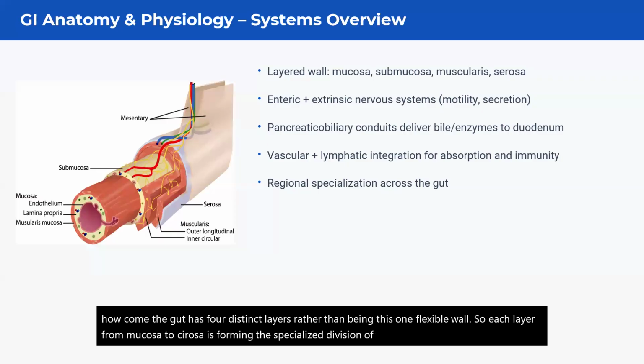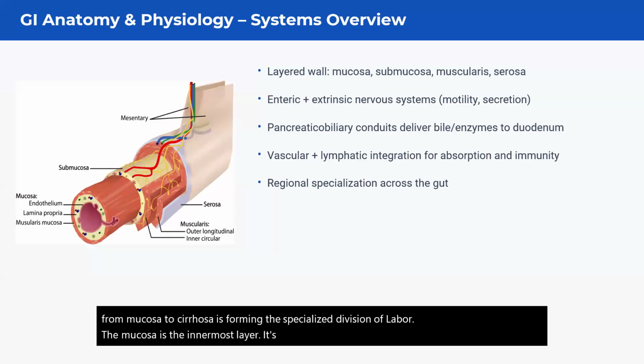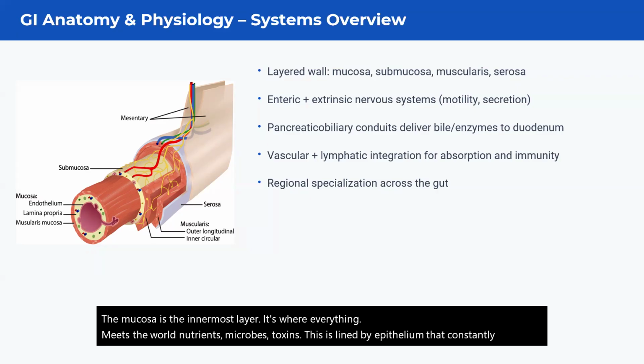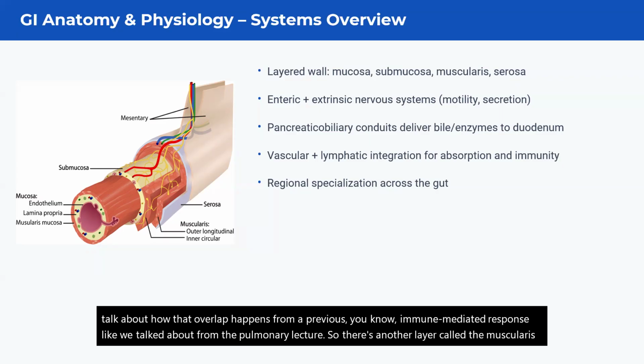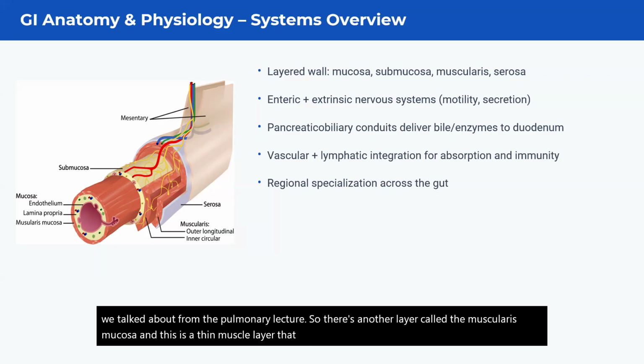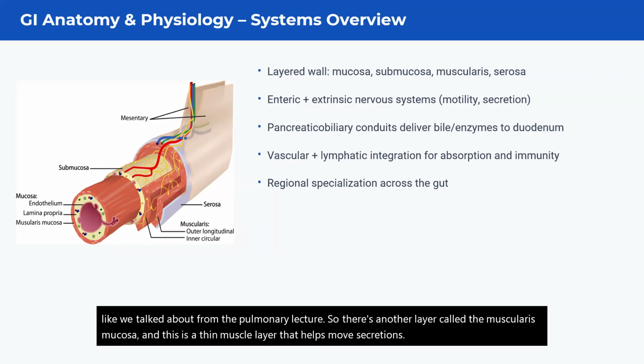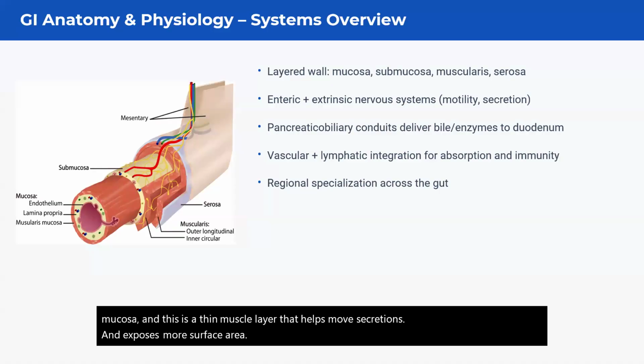The mucosa is the innermost layer. It's where everything meets the world: nutrients, microbes, toxins. This is lined by epithelium that constantly renews and is supported by the lamina propria, and that's the home to many immune cells. We'll talk about how that overlap happens from a previous immune-mediated response like we talked about in the pulmonary lecture. There's another layer called the muscularis mucosa, a thin muscle layer that helps move secretions and exposes more surface area for absorption.